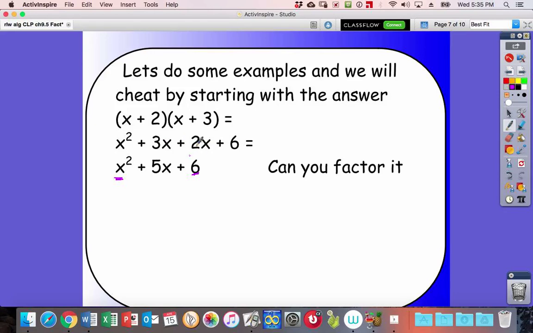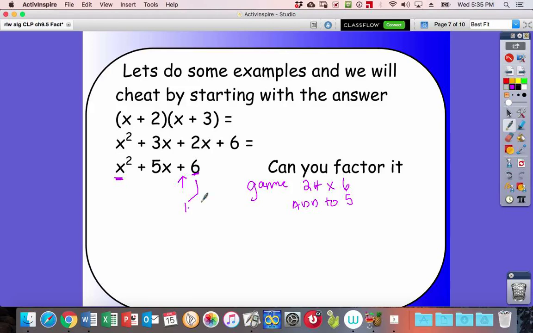Okay? So let's say I didn't give that to you and I said, okay, I want you to factor this. The first thing I would do is I'd look at that. It's a positive. That means the game I'm playing, two numbers multiply to 6, and they have to add to 5. So here we go.